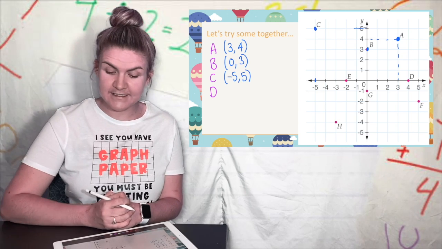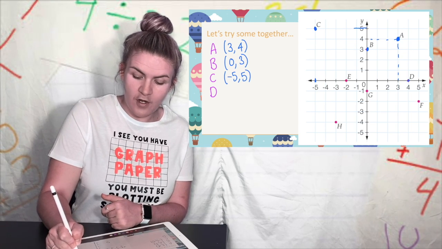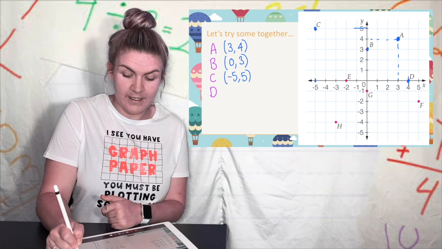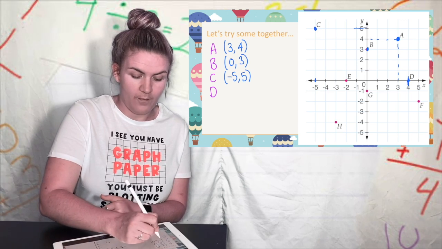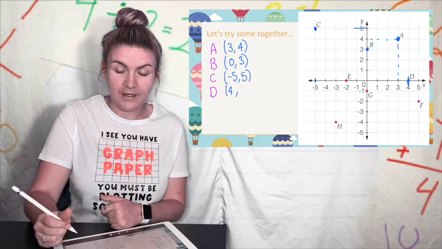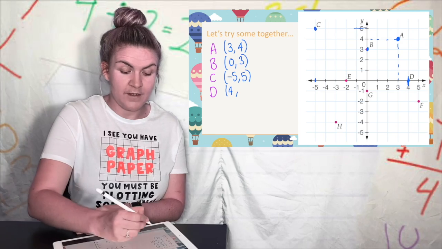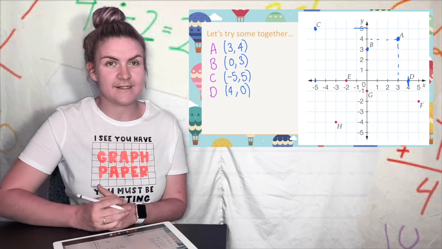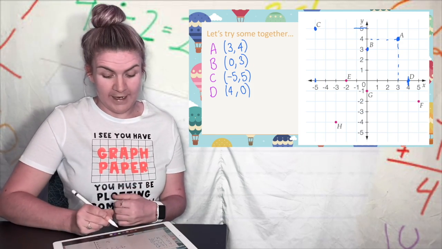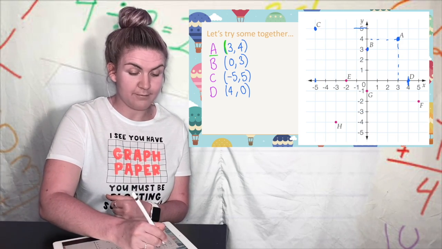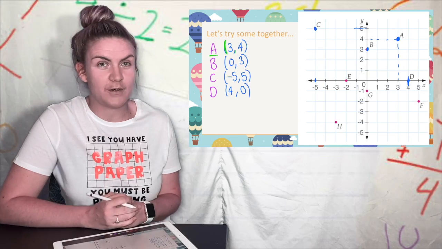And lastly D. D is over here on this x-axis. So on the x-axis, if I look here, it's actually on the number 4. And when I'm thinking of it vertically up and down, it hasn't moved past the origin. So it's 4, 0. Making sure that I have my letter to show which one I'm representing, I have rounded brackets and I have my comma in between my numbers.